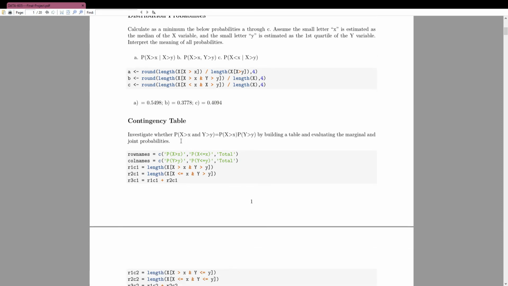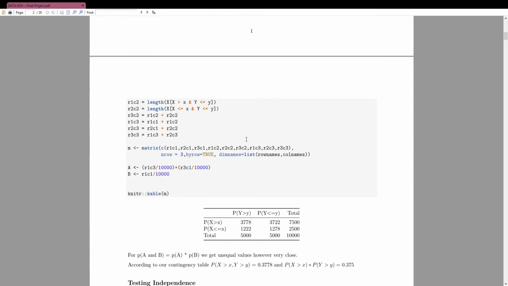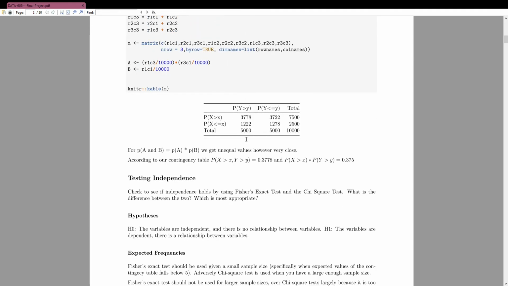We want to show that the probability of big X greater than little x and big Y greater than little y is equal to the probability of big X greater than little x times the probability of big Y greater than little y. If this holds true, then our distributions are independent. Otherwise, they are dependent. So we created a contingency table.